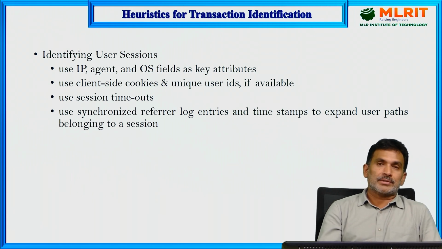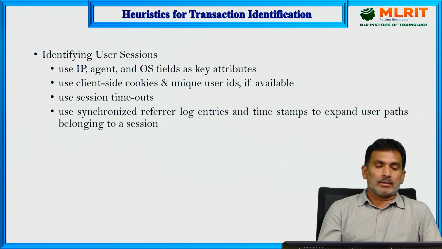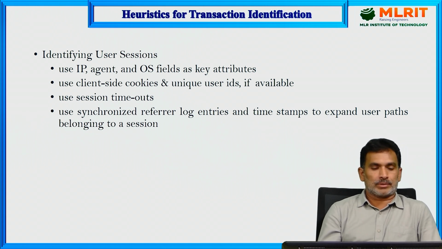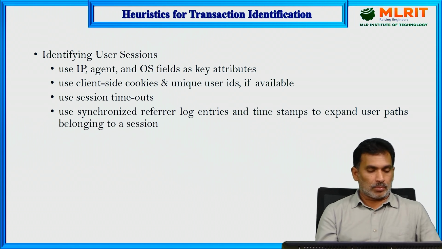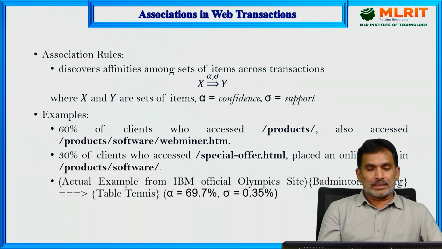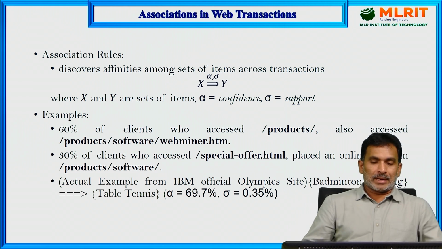And if you look at the heuristics for the transaction identification, we identify the user sessions using the IP, agent, and OS fields as the key attributes. We will also use client-side cookies and unique user IDs if available. Some other information will also be used, like session timeouts, and we will use the synchronized referrer log entries and the timestamps to expand the user paths that belong to a particular session. Next, what associations could be mined in these web transactions?